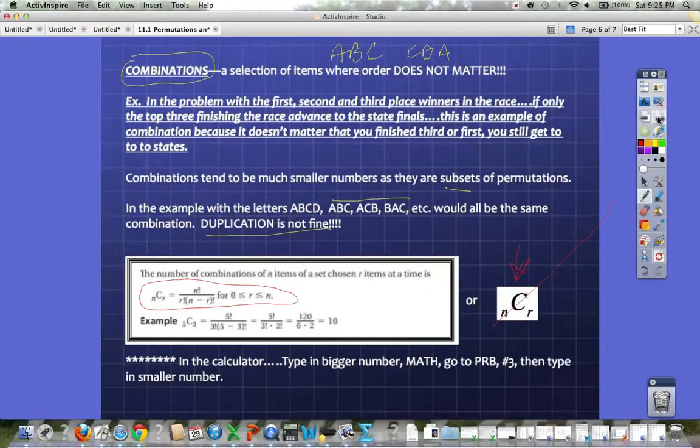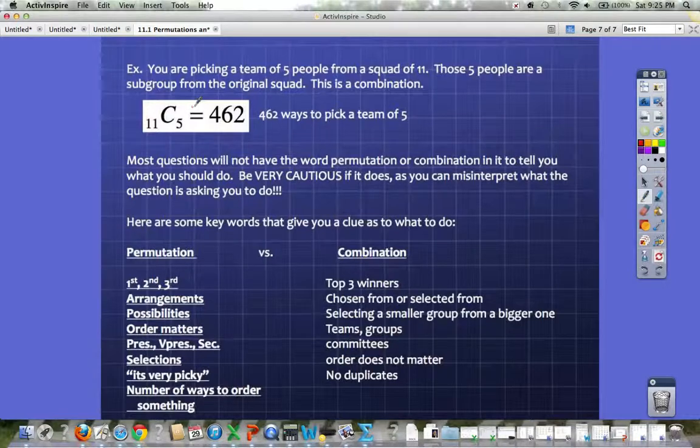Now let's talk about some examples. All right, so suppose you're picking a team of 5 people from a squad of 11, okay? Or like say you're having cheerleading tryouts and you have 50 girls trying out, but you're only picking a squad of 12. Okay, that same kind of thing. Those 5 people that you're picking from the original squad of 11 are a subgroup of the original squad. So that would be a combination.